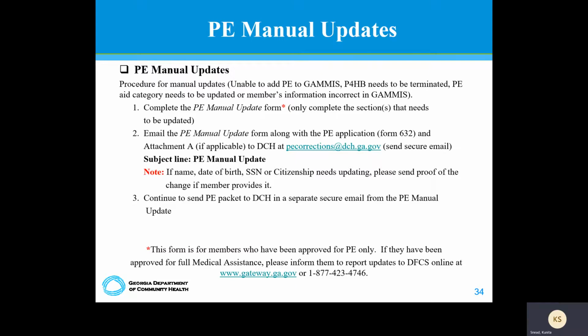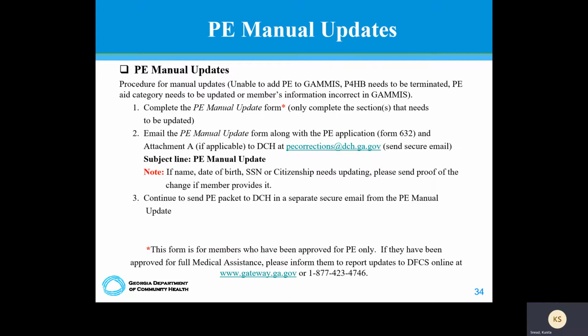Now, the next form we're going to talk about is the PE manual update form. So I kind of touched bases on this just a little bit. Remember, I was telling you about the Planning for Healthy Babies. If they have Planning for Healthy Babies, you would need to complete this form because you're notifying DCH that that P4HB case needs to be terminated. So these are the scenarios when you would use this particular form.